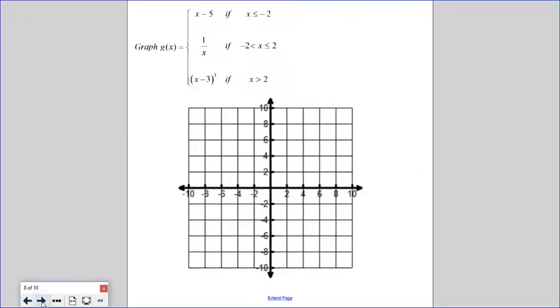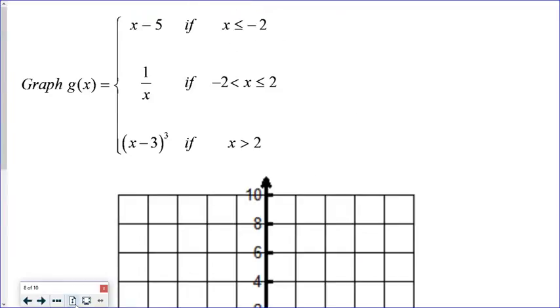Okay, I definitely changed the functions on this second one and the interval, so make sure that you get yours to match mine up there. I think these will be a lot better examples for us. X minus 5 if x is less than or equal to negative 2. 1 over x if negative 2 is less than x is less than or equal to 2. And then x minus 3 cubed if x is greater than 2.